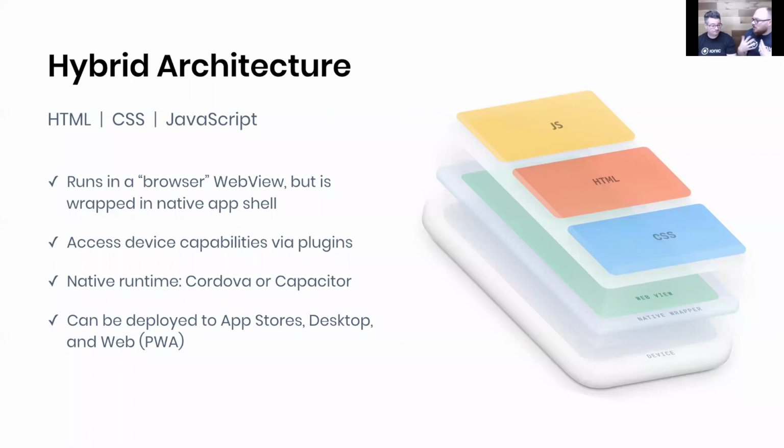So you can go call the camera or do different things in native land, even though you're primarily working in JavaScript, HTML, and CSS. So that native wrapper, that kind of middle layer, that's, for the most part, the functionality that we're going to be talking about today.